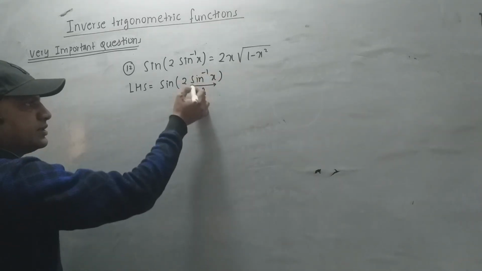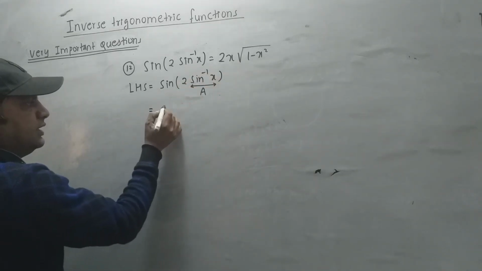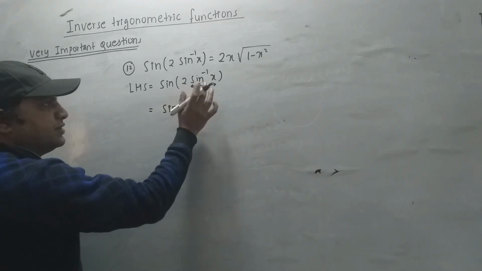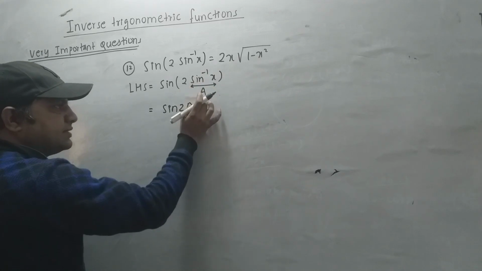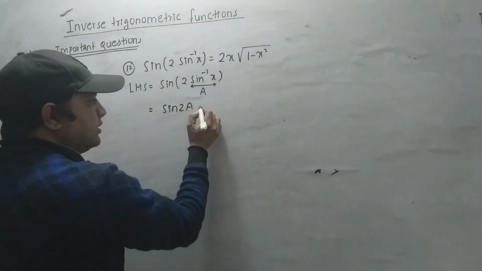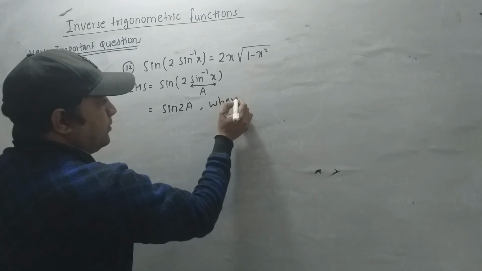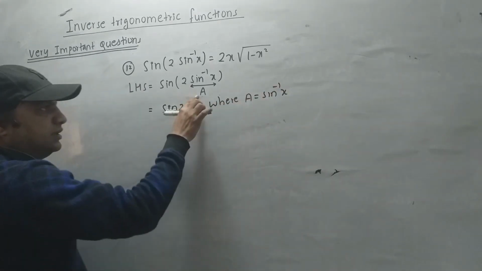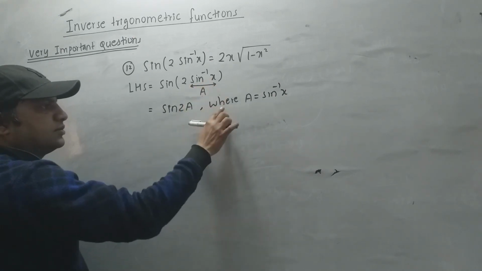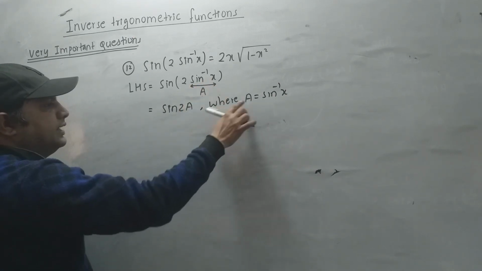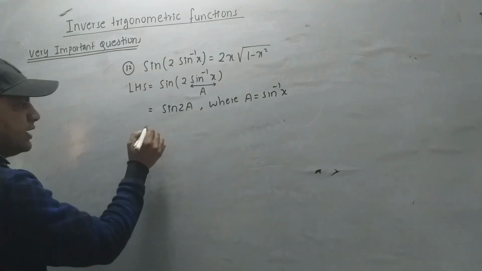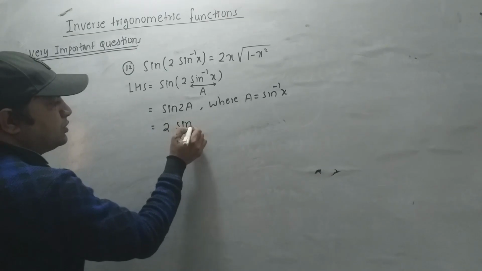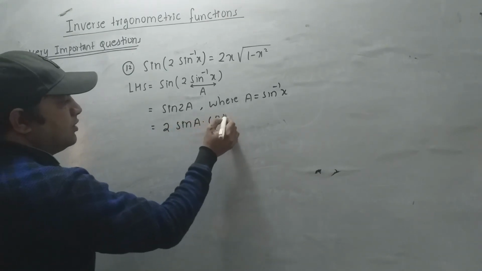So this sine inverse x, you suppose that is a, and you are able to write here sine 2a. Don't be confused here. Sine inverse x, you have replaced that by a. So sine 2a, where now a equals sine inverse x. Now for sine 2a, we have the formula: 2 sine a times cos a.